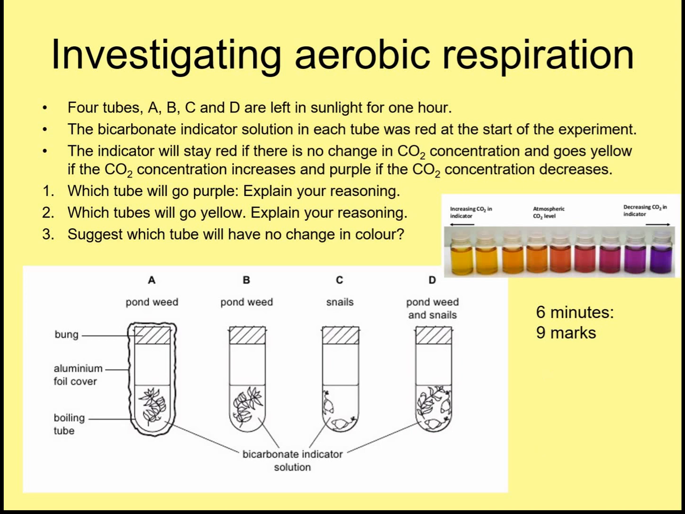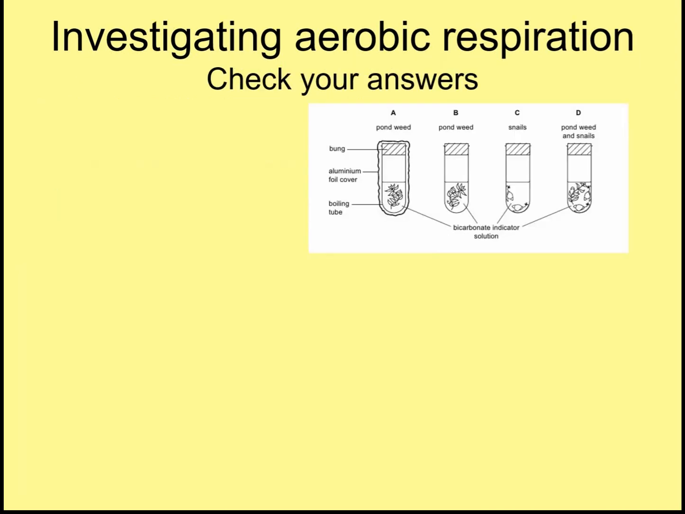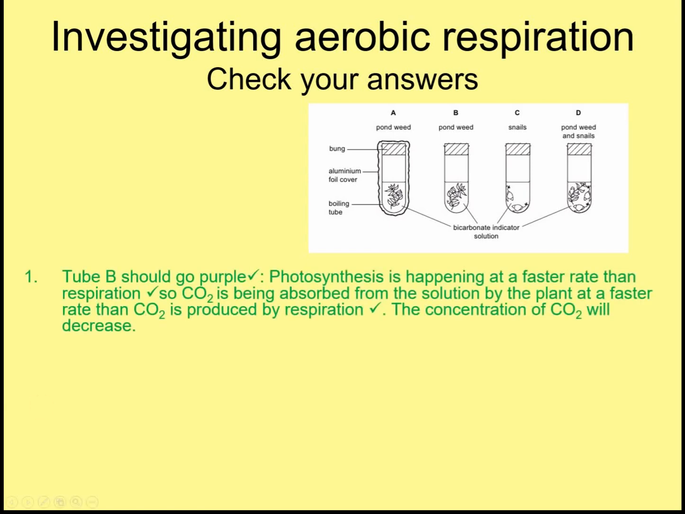Okay, so let's have a look and see what you wrote. If you got it right, brilliant. If you missed something, add these answers to your own notes. So tube B should go purple. In tube B, we've got pondweed on its own, in bright light for an hour. So there should be photosynthesis happening at a faster rate than respiration. So CO2 should be absorbed from the solution by the plant at a faster rate than CO2 is produced by respiration. Therefore the concentration of CO2 will decrease.